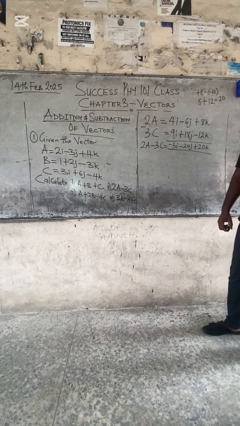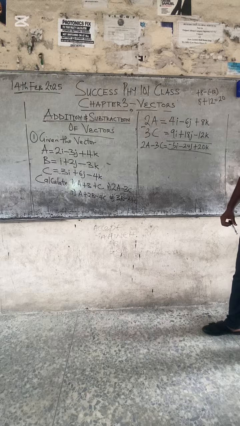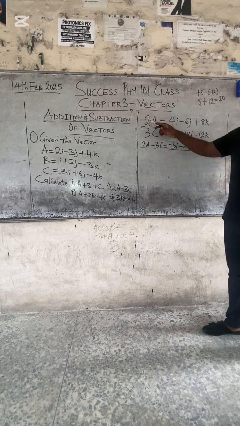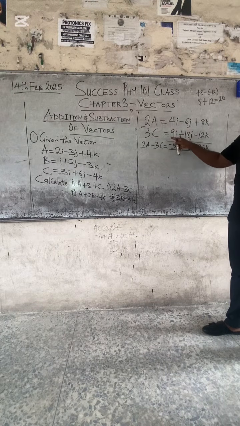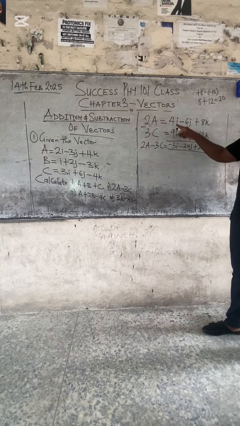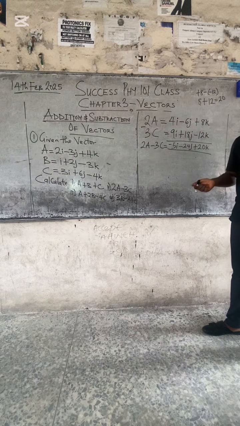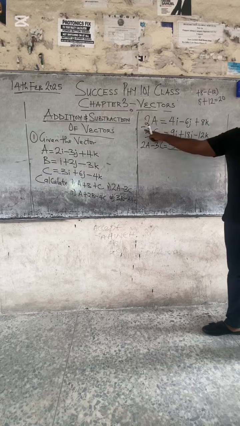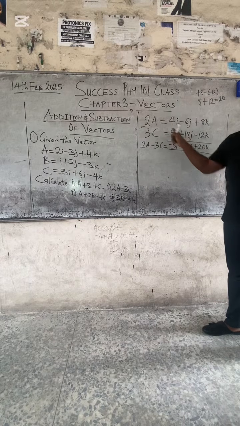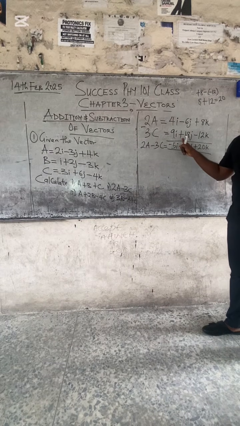Where are you lost? 2a minus 3c. 4 minus 9 is minus 5. Punch your calculator and check. Minus 6 minus plus 18. Minus times plus is minus. That's how you do it.